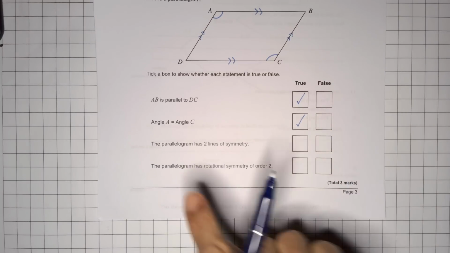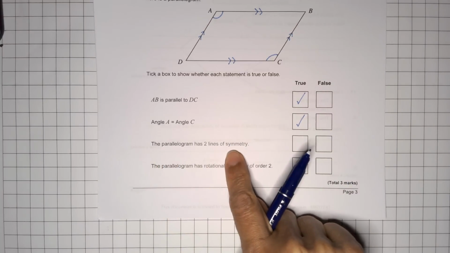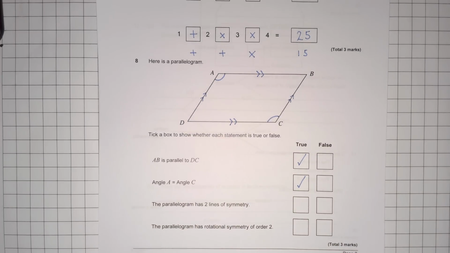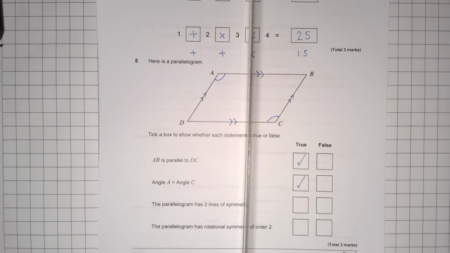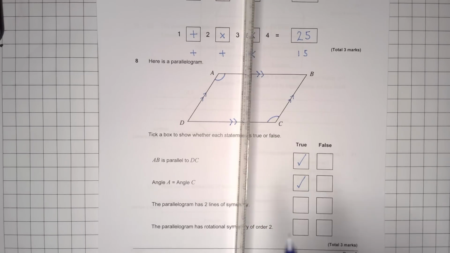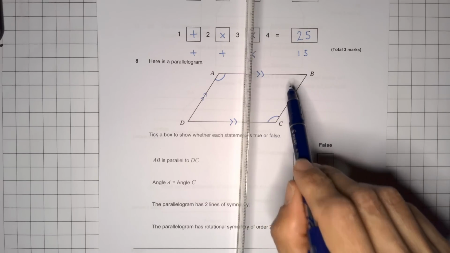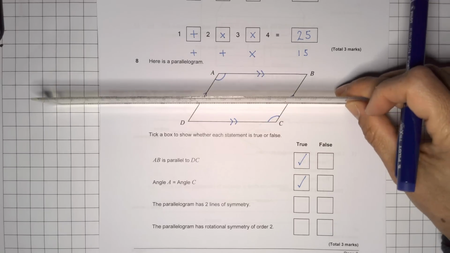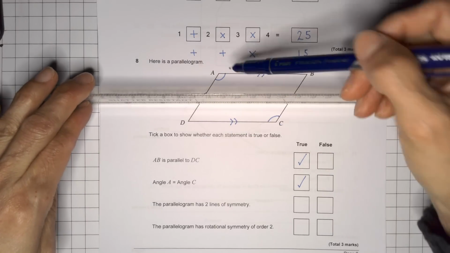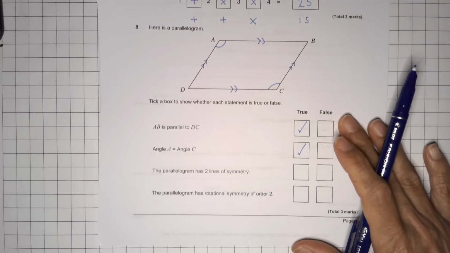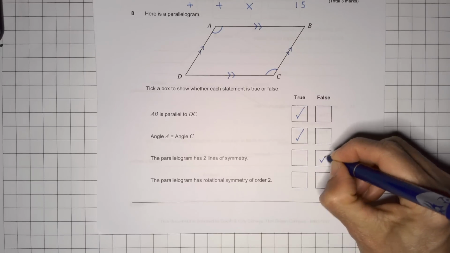Then it tells us that the parallelogram has 2 lines of symmetry. Now if it were a rectangle, there'd be 2 lines of symmetry, because you could cut the rectangle like that. But here you can't, because if I were to draw a line of symmetry like that, you can clearly see that the distance on this side is shorter than the distance on that side, so it won't match up. And the same if you were to do it that way, it won't work, because the distance going from this side to that side doesn't work. So in this case the parallelogram has no lines of symmetry, so this is false.